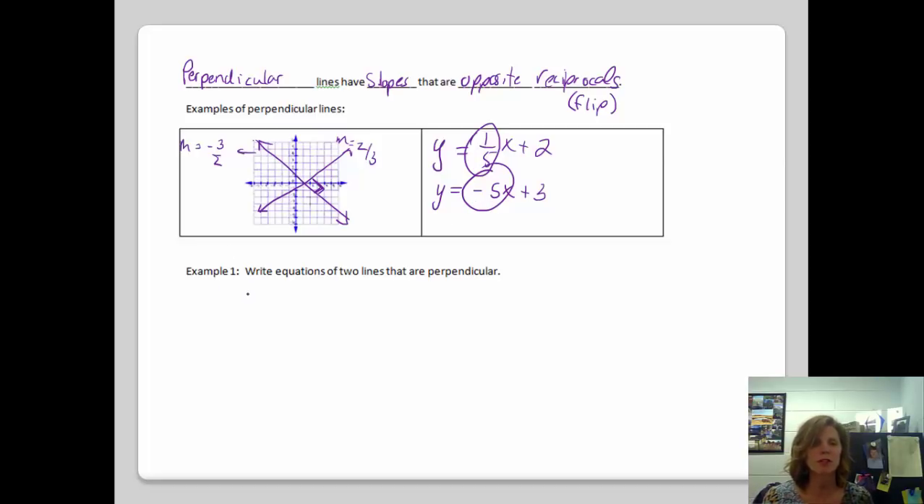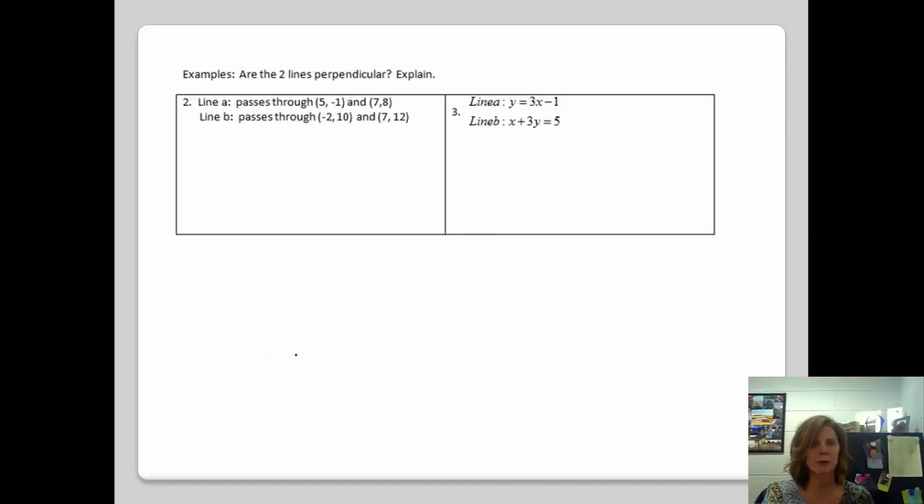Okay, so in example 1, it asks to write equations of two lines that are perpendicular. If I write the first one, let's do y equals 3/5 x minus 2. Then if I want a line perpendicular to that, I need to take the opposite reciprocal slope. So if the slope was positive, now it's going to be negative, and the flip of 3/5 will be 5/3. And then I can have whatever y-intercept I want. This time I'll just choose +1. So that would be equations of two lines that are perpendicular.